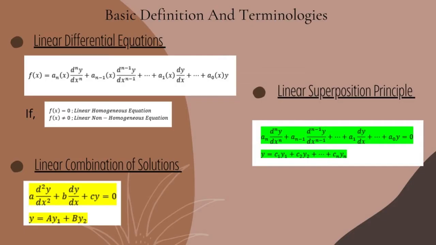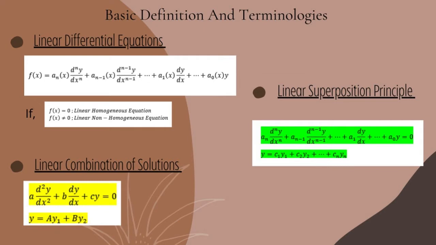Basic definition and terminologies has three types, which is linear differential equation, linear combination of solution, and linear superposition principle. Linear differential equation, take a look at the white box there. The first white box there is what we call a general form, and if f(x) equal to 0, it is a linear homogeneous equation, and if it's not equal to 0, it is a linear non-homogeneous equation.